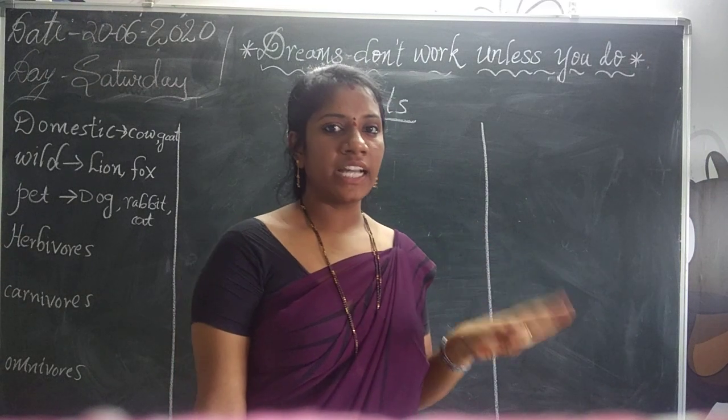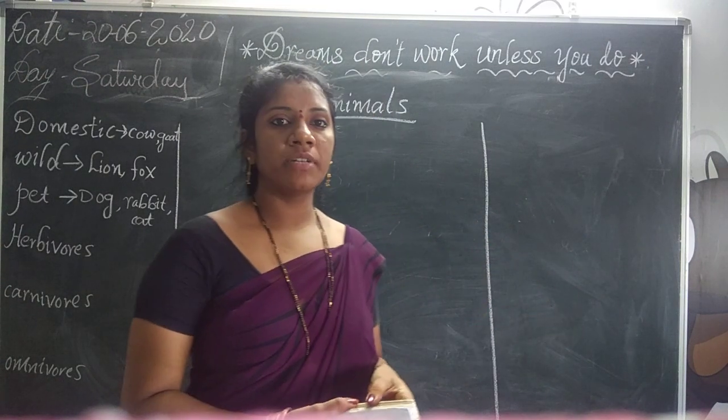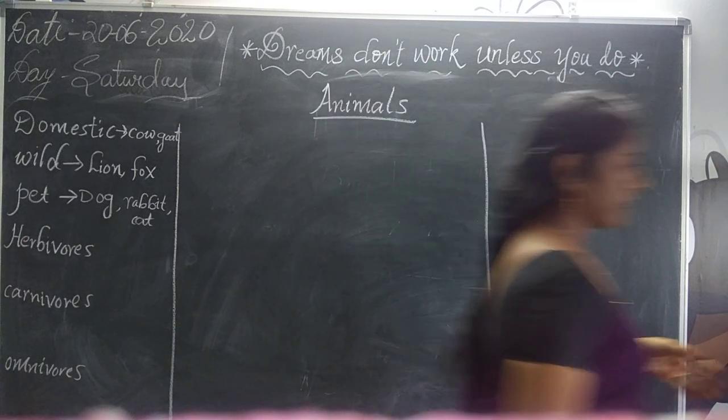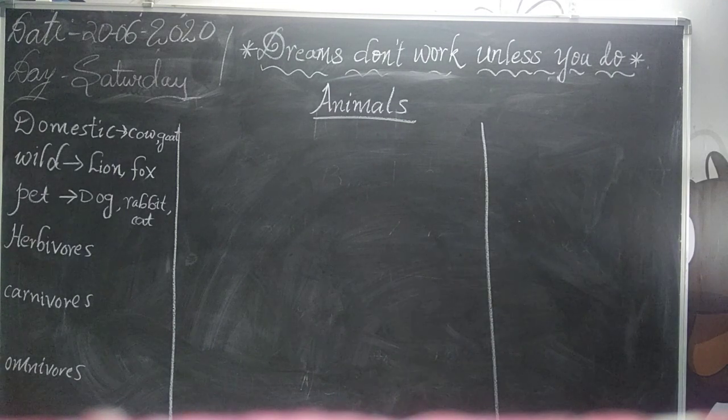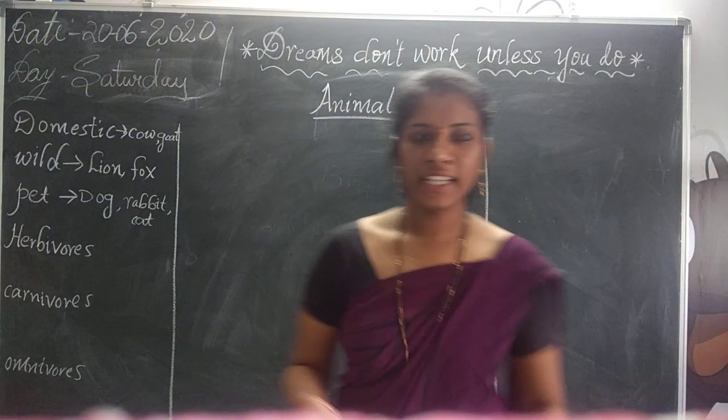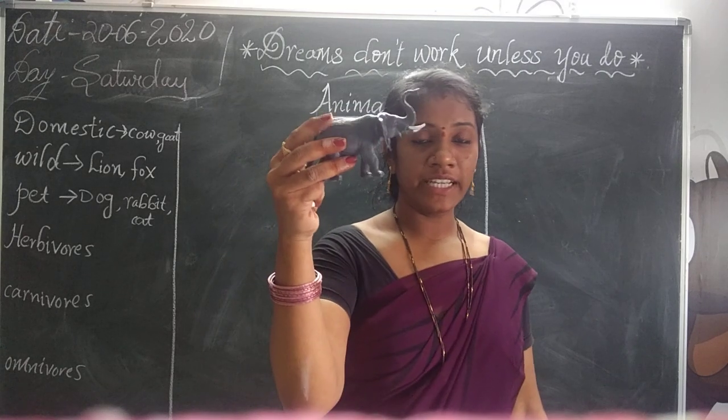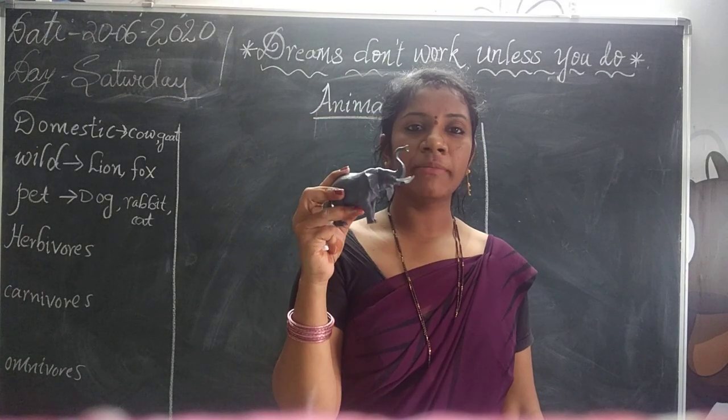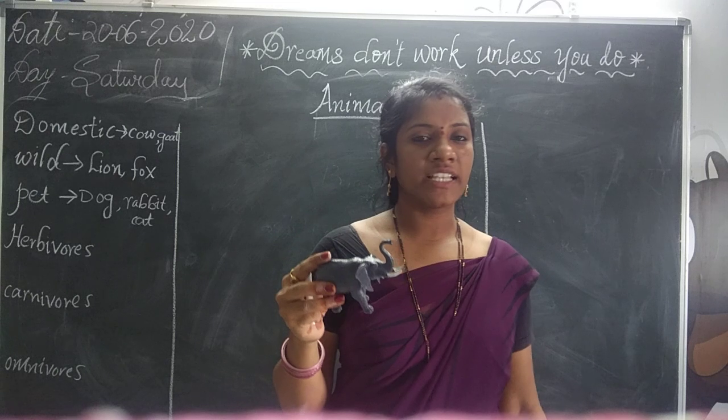They don't eat other animals. So the type of animals we can call herbivores. For example, you know elephant. You know elephant? See, what is this animal? Elephant. So this animal can eat only plants.